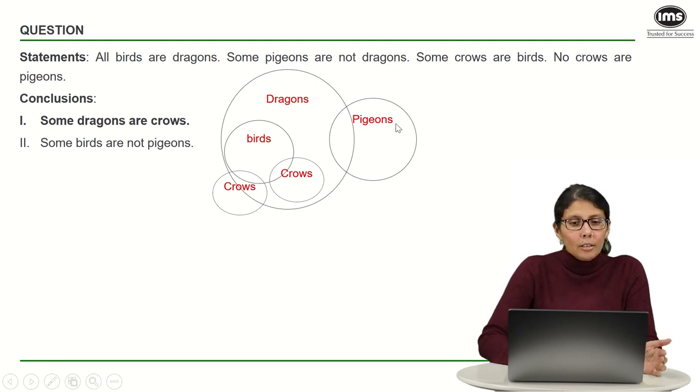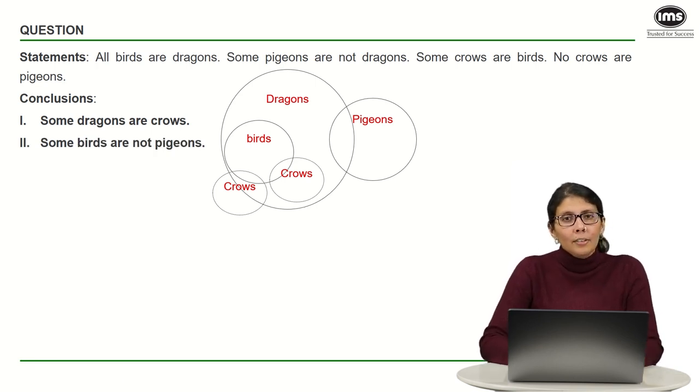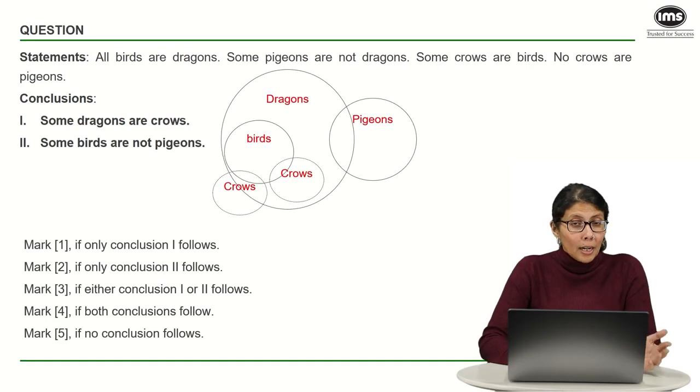How do I know that? Some birds are crows, we know that for sure. We also know that no crows are pigeons. So it will have to be true that some birds are not pigeons. Again, this is regardless of how I create this Venn diagram. So I know what answer to mark now.